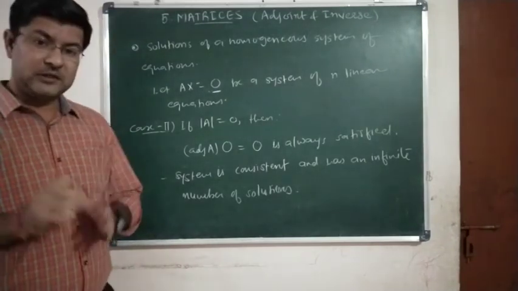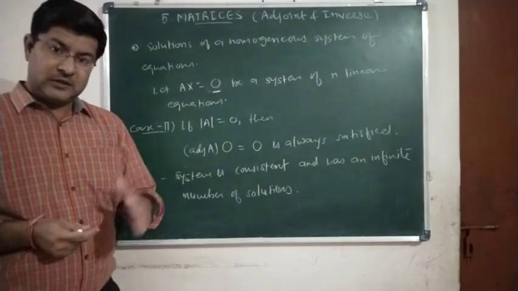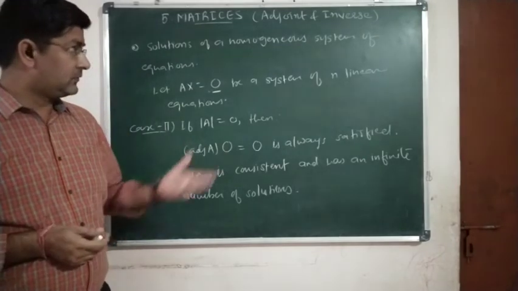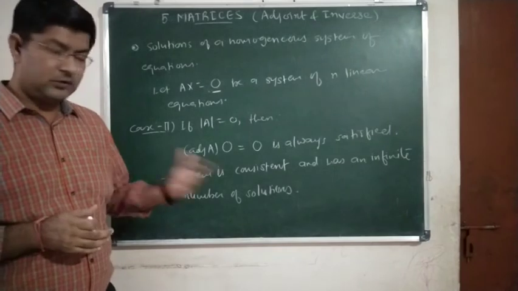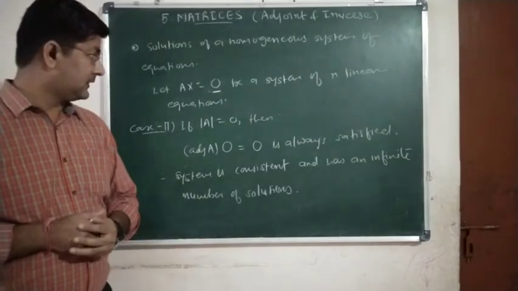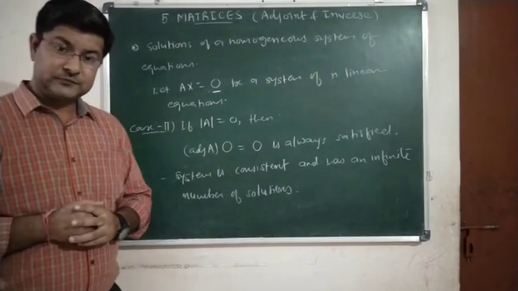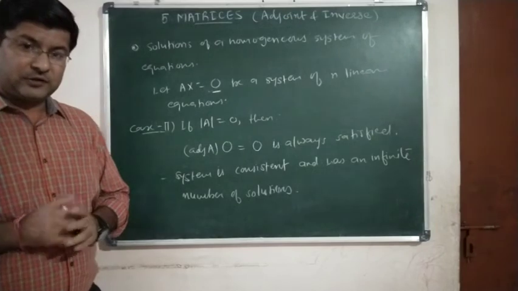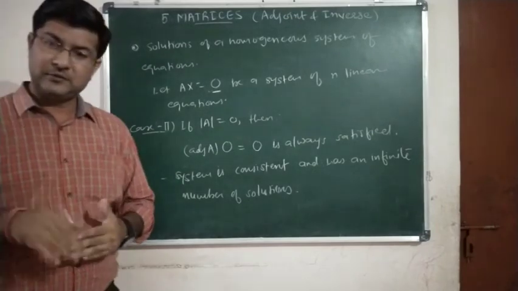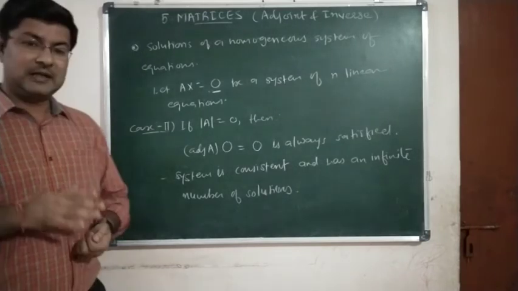So with this we have completed the explanation part of this chapter, matrices, adjoint and inverse. Yes or no? I hope you have very well understood the terms adjoint and inverse, properties and theorems for adjoint and inverse, various results which are very useful in solving an exercise, and also the conditions of consistency. So if you have prepared all the things nicely, then you can easily solve the exercise. In the next video we will start the exercise now.